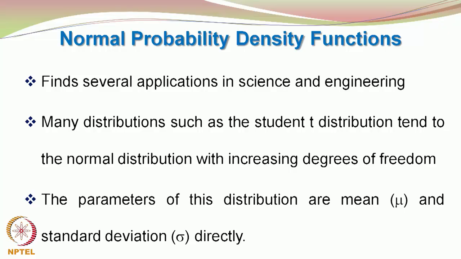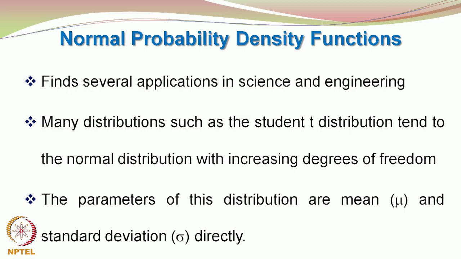So, now we will be looking at one of the most important and popular probability density functions. This is the normal distribution. You might have come across this normal distribution several times in the past. It finds applications in science and engineering, and many of the other distributions also tend to the normal distribution under certain conditions. For example, the T distribution tends to the normal distribution when the degrees of freedom tends to infinity. What is meant by degrees of freedom, we will see a bit later.